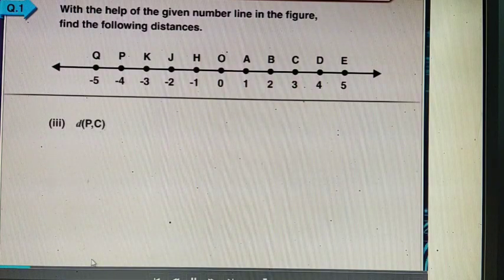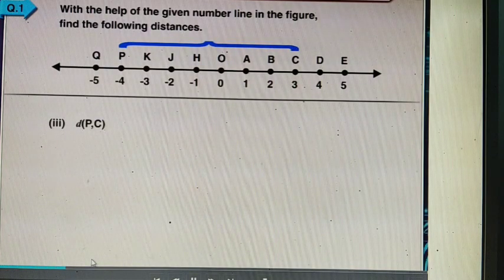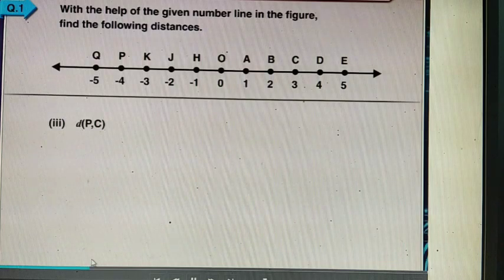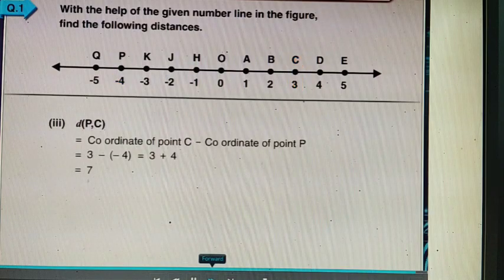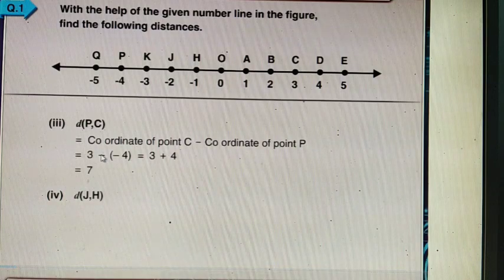Let's see third. Distance between P and C. Here also the greater coordinate is C, that is 3, and the smaller coordinate is P. Therefore I will subtract coordinate of point C minus coordinate of point P, that is 3 minus of minus 4, which is equal to 3 plus 4 equals 7.